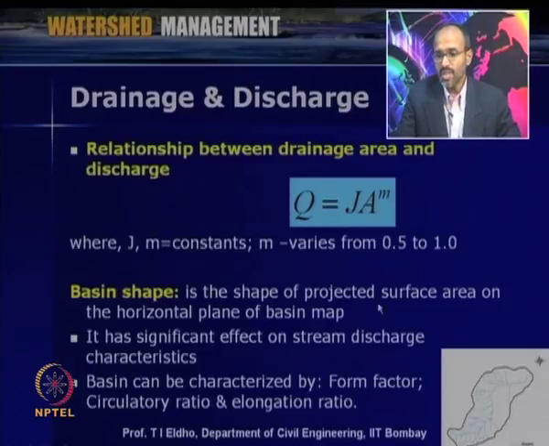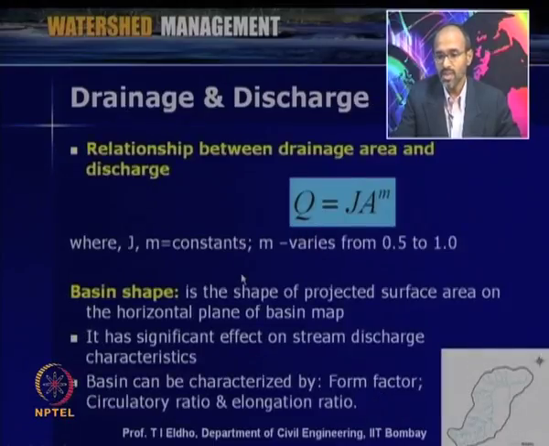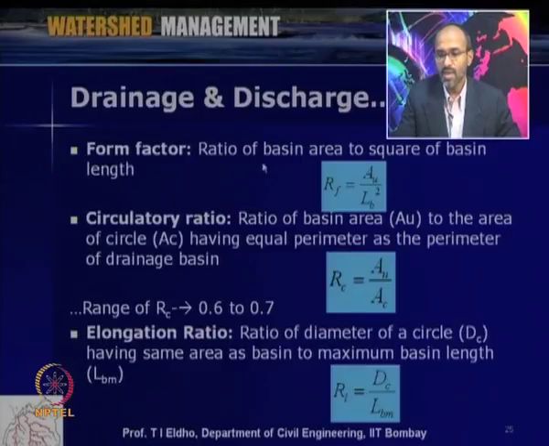And then basin shape is the shape of the projected surface area of the basin on the horizontal plane. It has a significant effect on stream discharge characteristics, and a basin can be characterized by some important factors like the form factor, circulatory ratio and the elongation ratio. These definitions we have already seen earlier, but within the context of basin shape, let us have a look again.